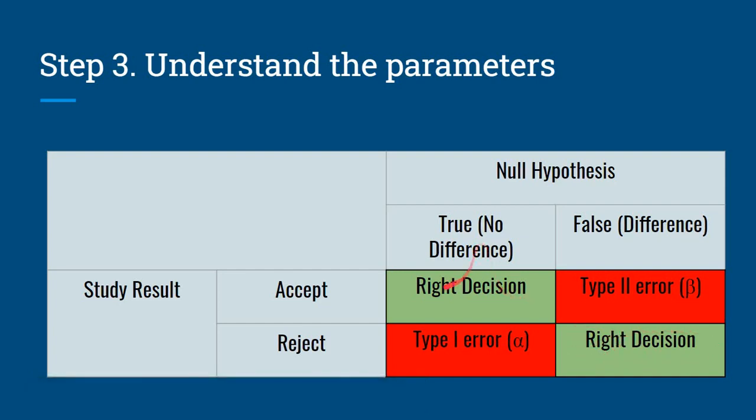If we falsely reject a true null hypothesis, then that is called type 1 error or alpha error. And if we falsely accept a false null hypothesis, then it is called type 2 error or beta error. The 100 minus beta will yield you the power of the study. The probability of committing an alpha error is called the p-value.